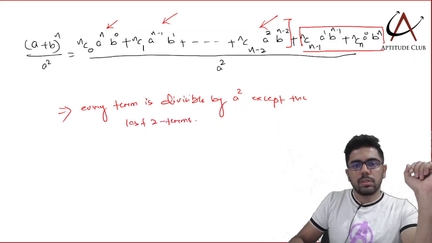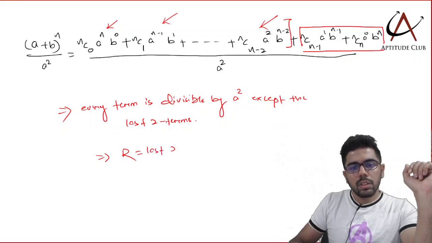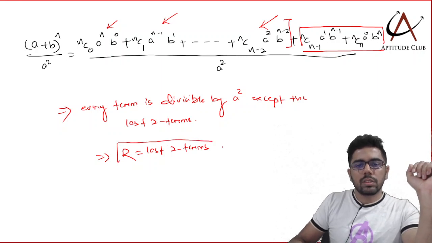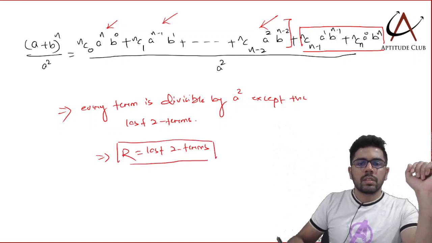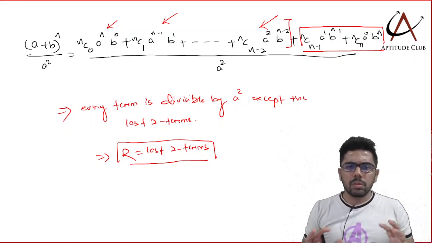Except the last two terms. This implies the remainder will be given by the last two terms. The rest of the terms I don't have to worry about. Remainder is given by the last two terms. बस इतना ही है सिंपल कॉन्सेप्ट बाइनोमियल का, लास्ट टर्म या लास्ट टू टर्म्स, इसके आगे जाना ही नहीं.